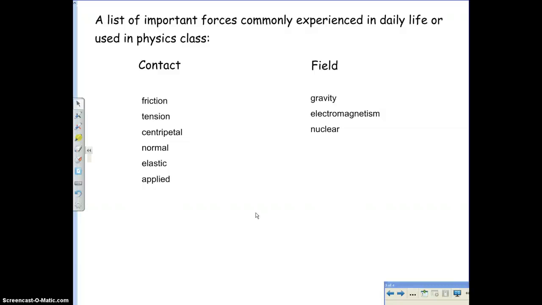All right. And then the field forces, gravity, electromagnetism, and the nuclear forces, don't require that you touch anything for you to be affected by those forces. You can get near a magnet with something metal, and the magnet will act on it. You can get near the earth, and gravity will pull on you. And you can get near something radioactive and be in its radioactive field.